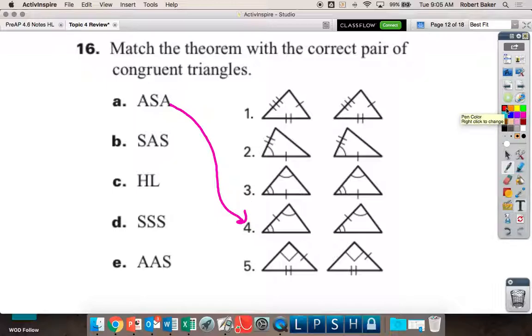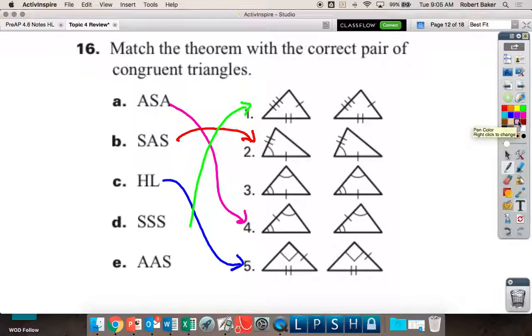You have SAS, you're looking for SAS. Number 2. You have HL, you're looking for HL. That's the only right triangle. You have SSS, you're looking for SSS. Number 1. What's that? Oh, 3 is the only one that's left? I love when a plan comes together.